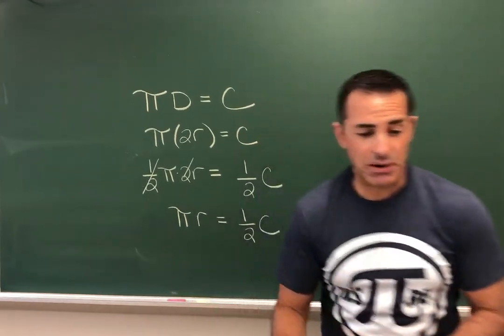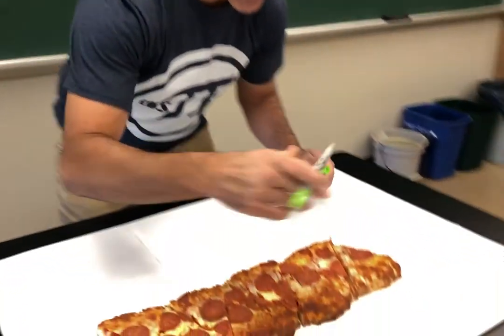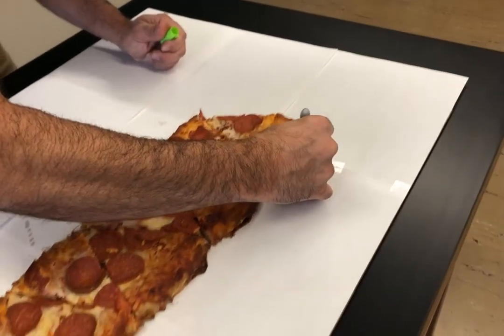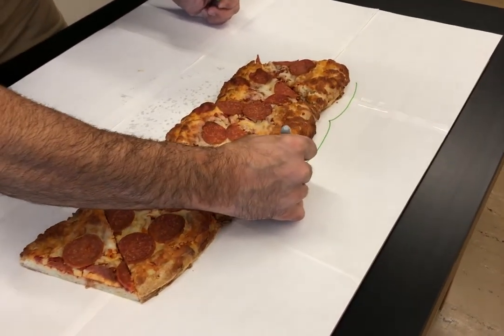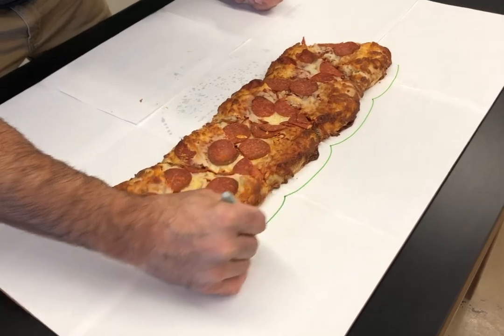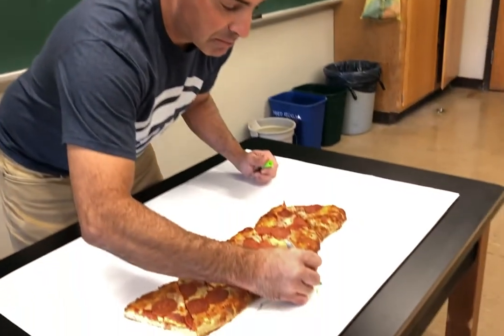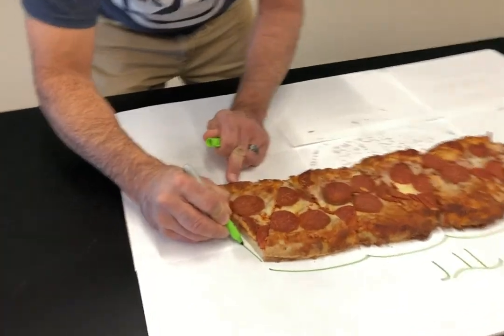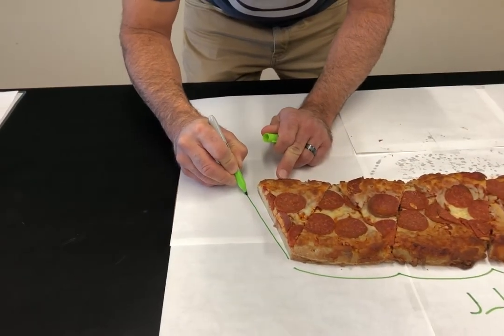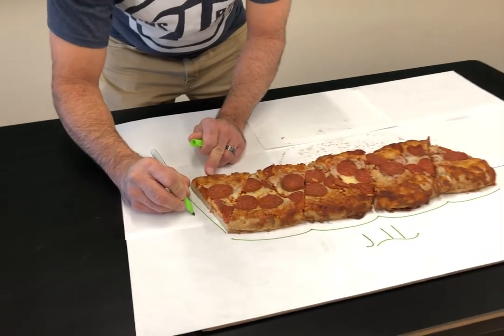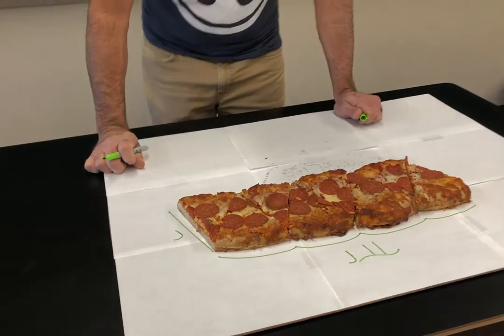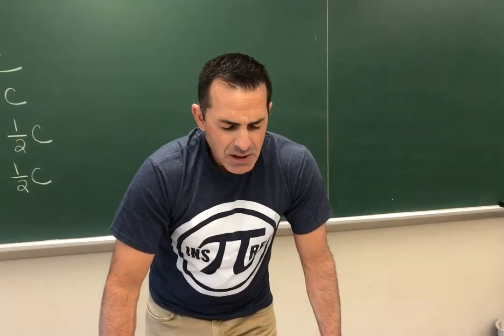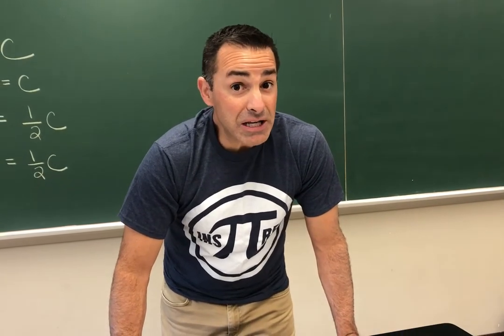So remember, this arc, plus this arc, plus this arc, plus this arc is equal to pi times r. Now let's look at this piece right here. This long piece, well, you know what that is. That's the radius of the pizza. So right now we got a weird looking shape.